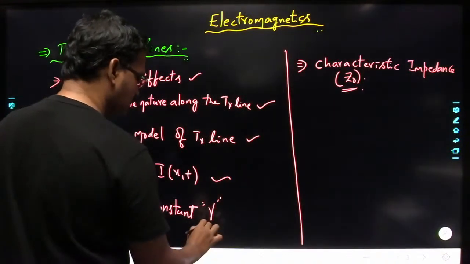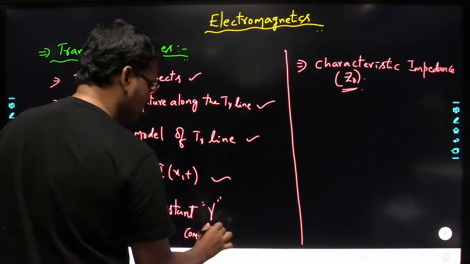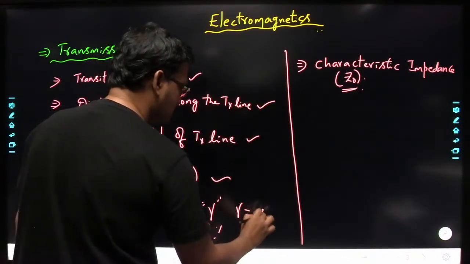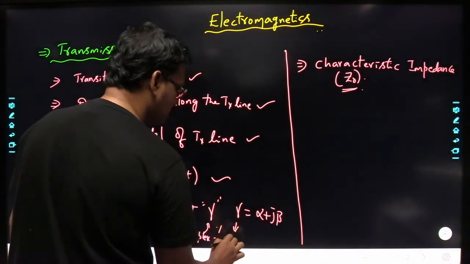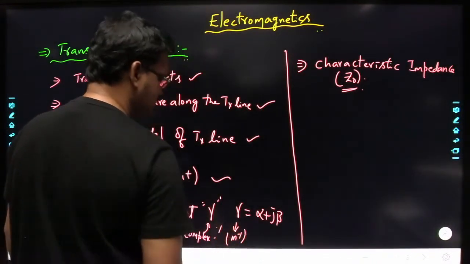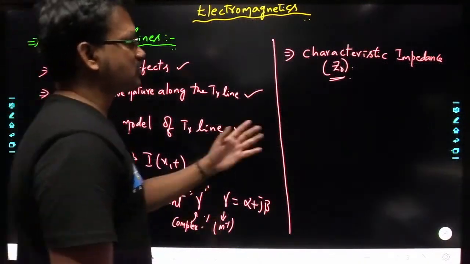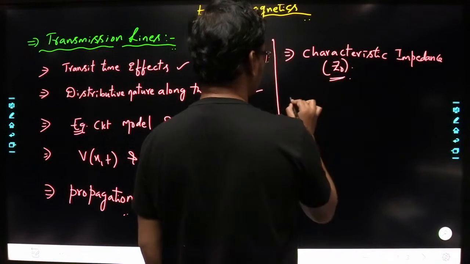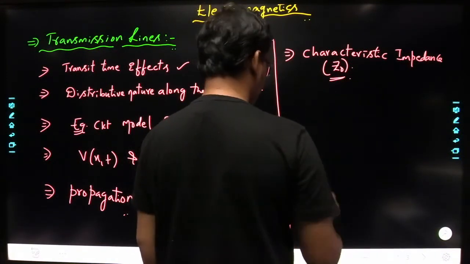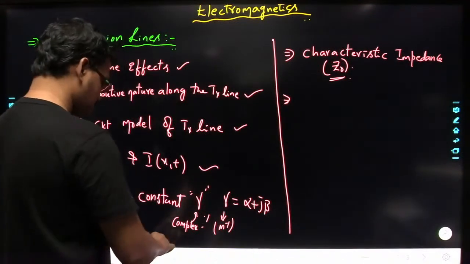In general gamma is a complex quantity. So gamma is equal to alpha plus j beta, and the units of gamma are nothing but meter inverse, right? Okay. So these things we have studied. Next we have studied about characteristic impedance, that is Z0.